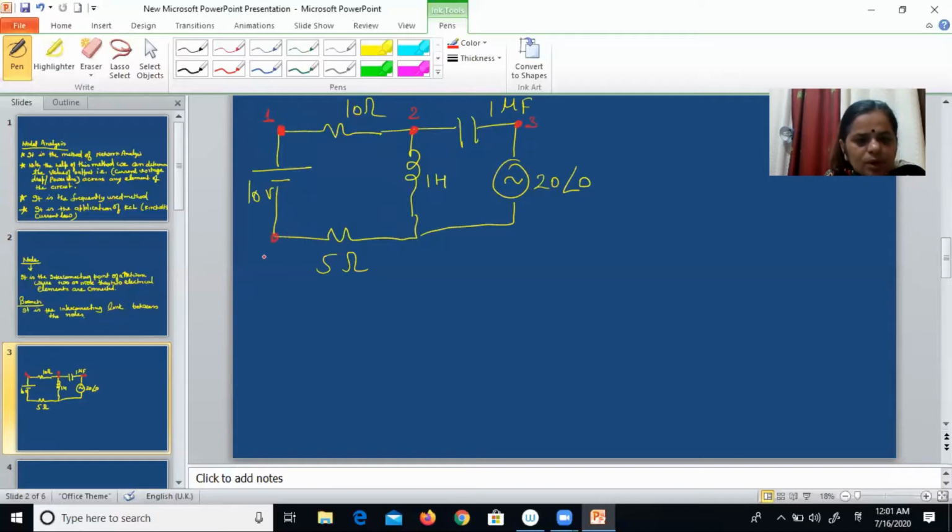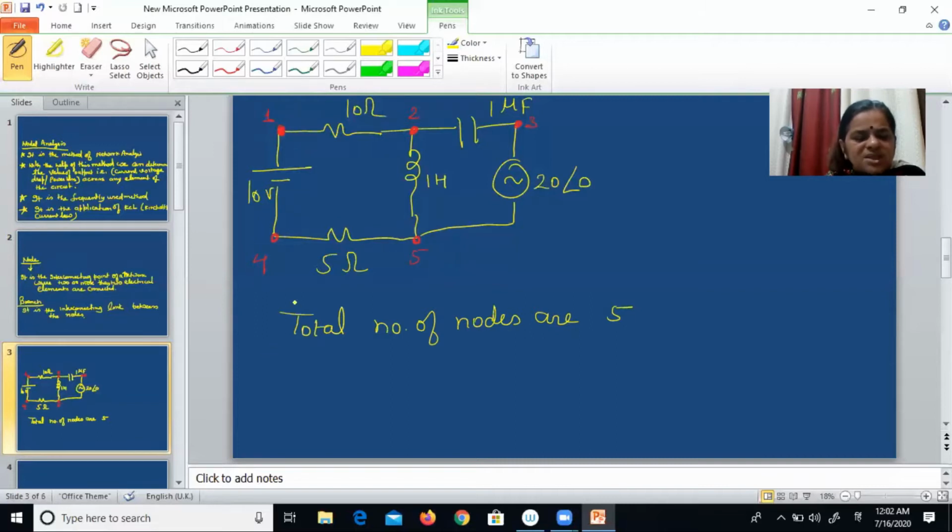This is node number 4. Here the voltage source and resistance are connected. This is node number 5. This cannot be a separate node because here there is a short circuit. So whatever the potential is at 5, that will be the potential at this point. So how many nodes does this particular circuit have? It has 5 nodes. The total number of nodes is 5.